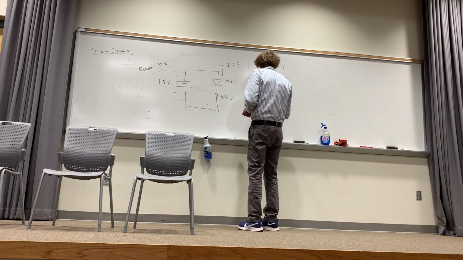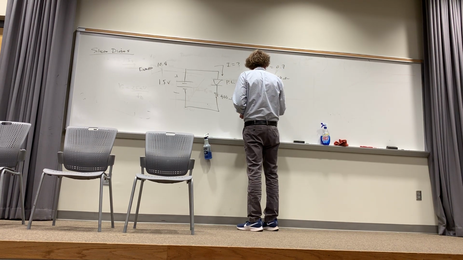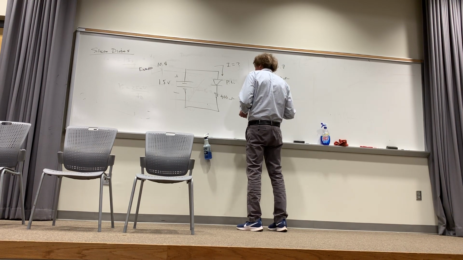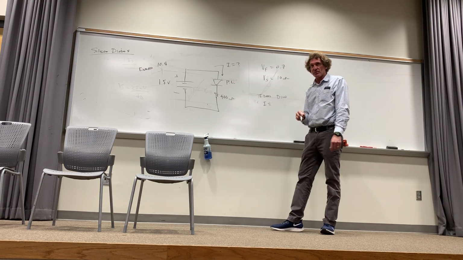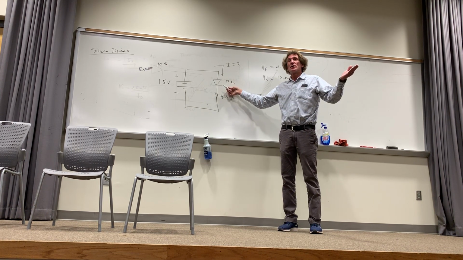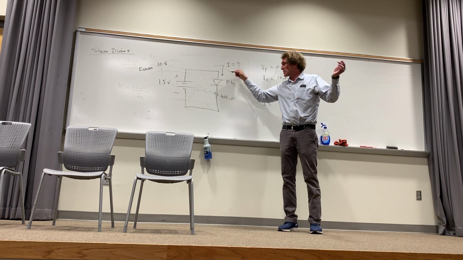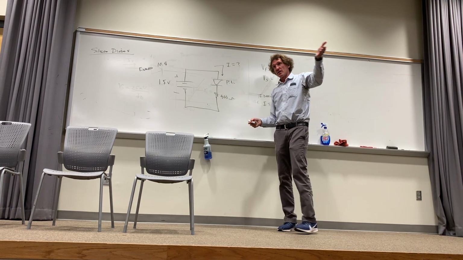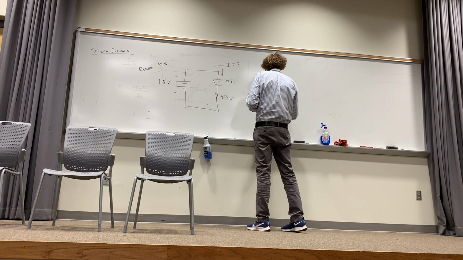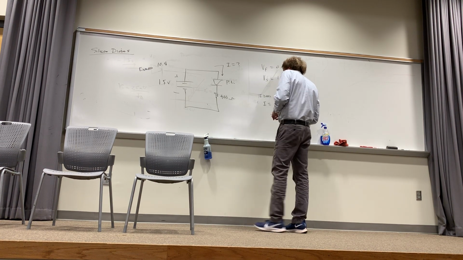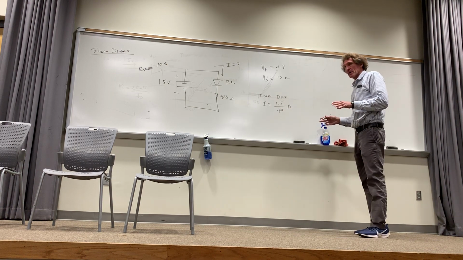So for an ideal diode, I want to do it this way. If it was an ideal diode, then the current I would get would be what? If that's an ideal diode and it's on, what does the diode look like? Short circuit. If it's a short circuit, the current's limited by 400 ohms, so it would simply be 1.5 divided by 400. And that would be the current if it was an ideal diode.